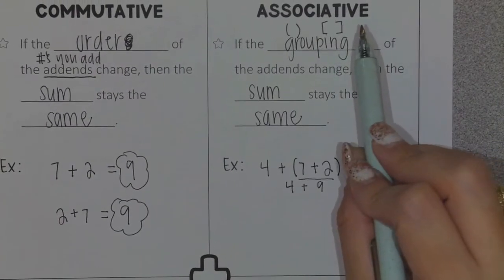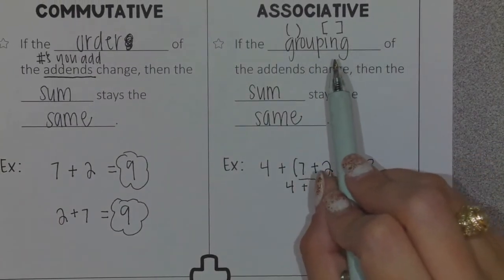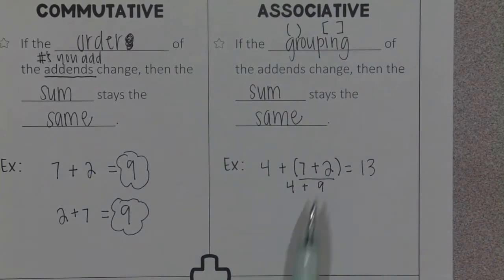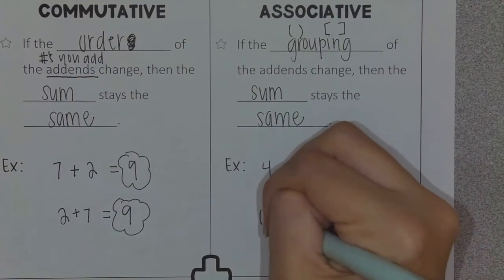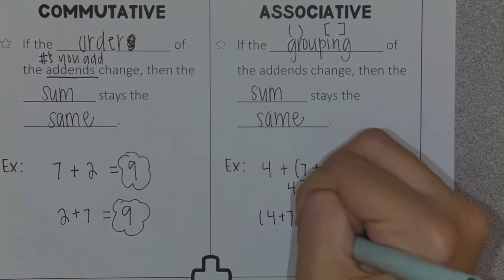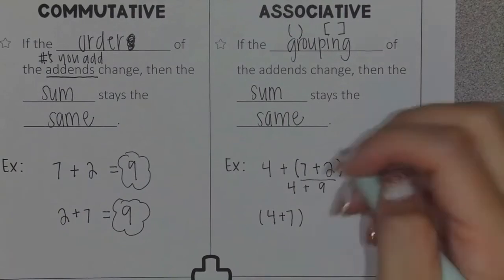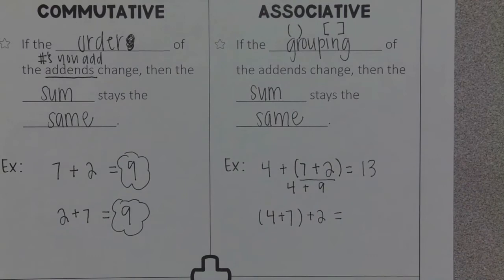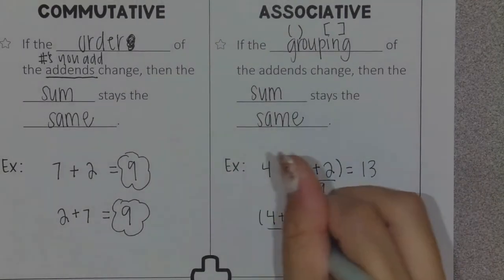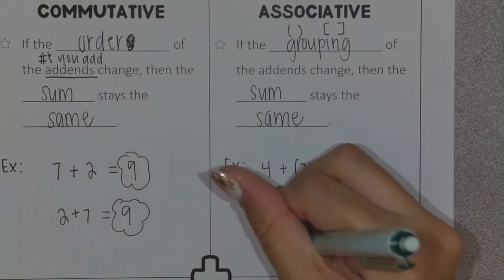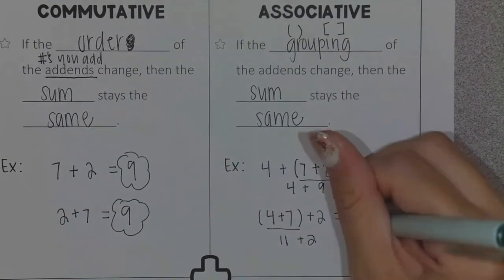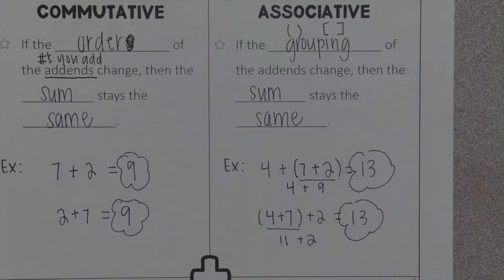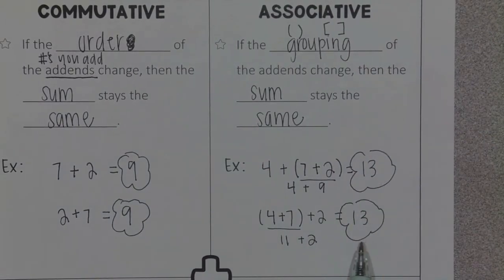So the associative property in action says that if we change the grouping, our sum should still stay the same. So in this first problem, we grouped 7 and 2 together. This time, let's try grouping 4 and 7 together. So I have in parentheses 4 plus 7, on the outside of parentheses plus 2, and let's solve. So first step that I would need to solve would be 4 plus 7, which gives me 11, plus 2 for a final answer of 13. So sure enough, we changed the grouping, but we still got the same sum.